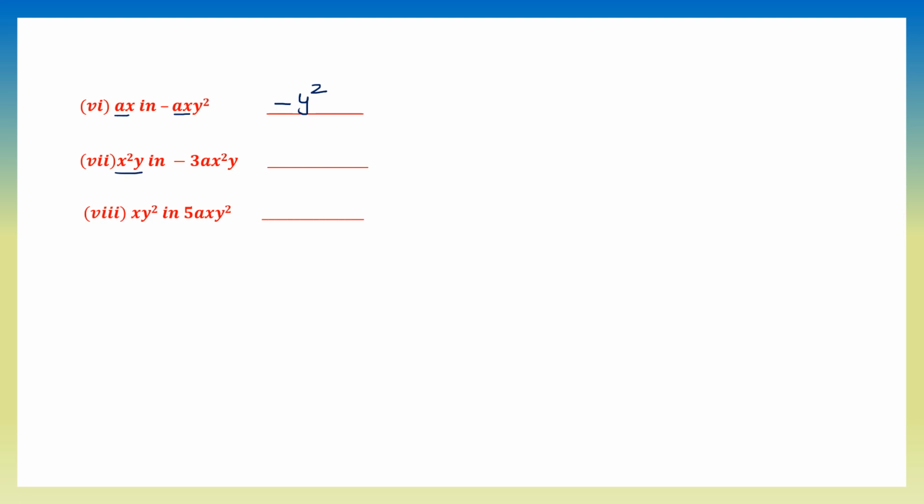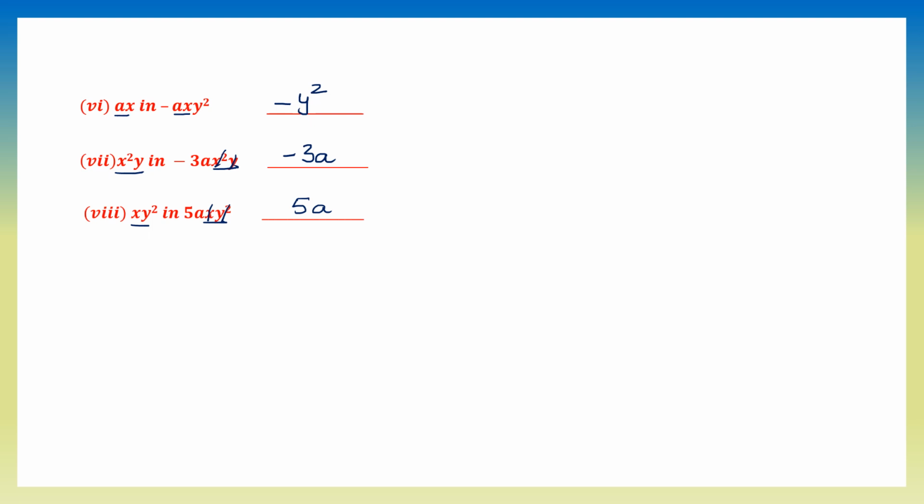Now x square y, so leave out x square y. So this is removed. What is left is minus 3a. Then we have xy square, leave out xy square. What is left is 5a. So this is how we write the coefficient.